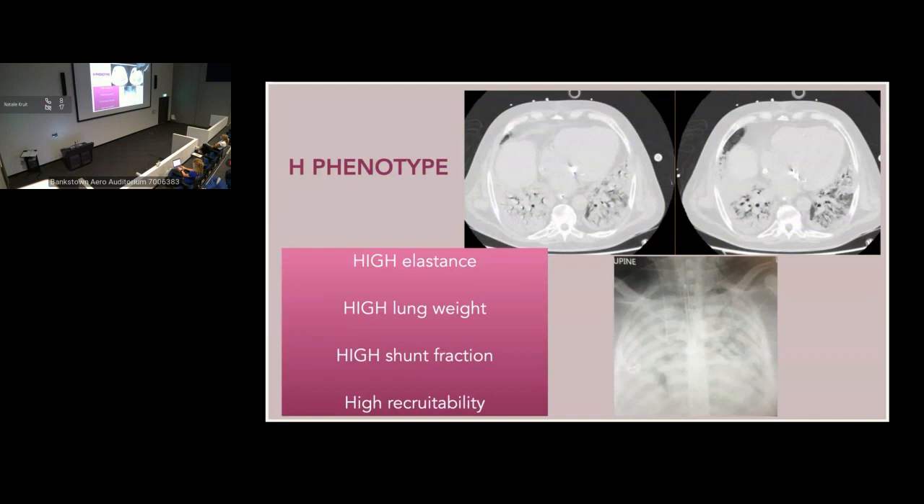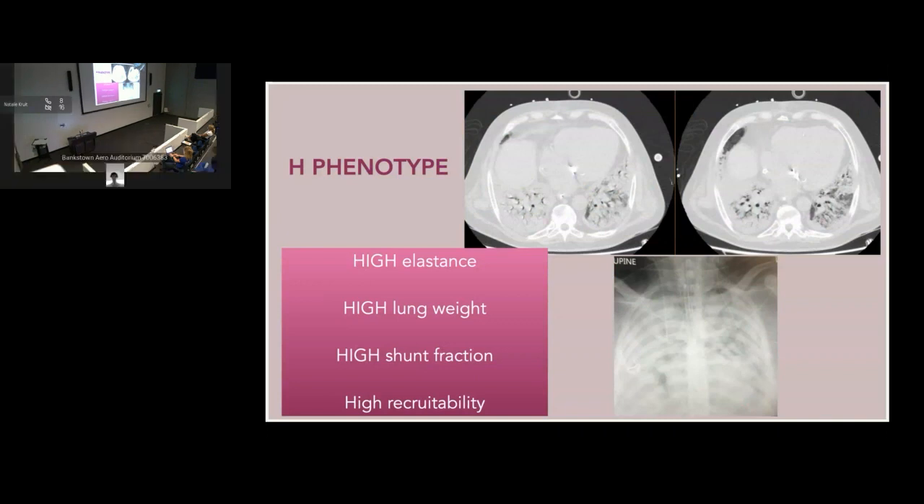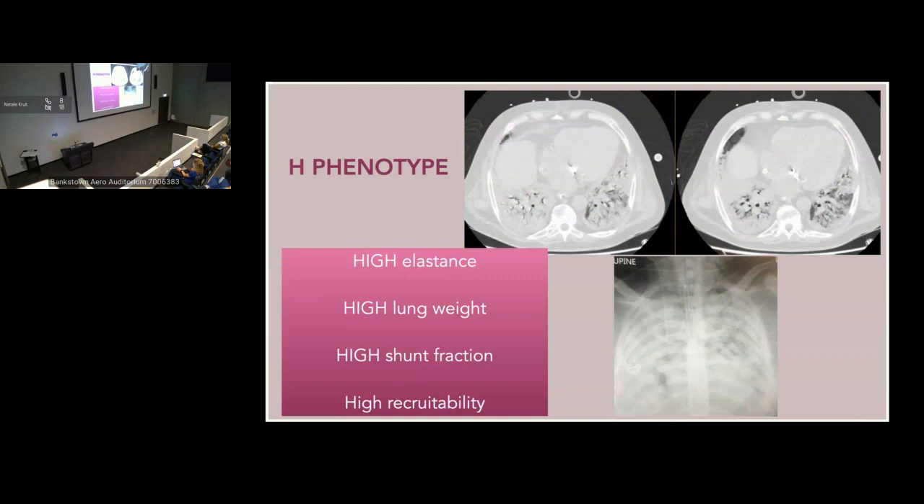Now, the H type phenotype is characterised by high elastance, so they've got a decrease in gas volume with a lot of edema in the lungs, very soggy lungs, and poor lung compliance. They have this high lung weight. The lungs are really boggy. They've got a high shunt fraction. Now, that's because their cardiac output is increased in response to the hypoxia, and they start perfusing dependent areas of the lung, which is why proning and PEEP are going to help these patients. And they've got high recruitability. So these patients are more like your standard ARDS patients, and the ventilation strategies that you employ with these patients are similar to ARDS.